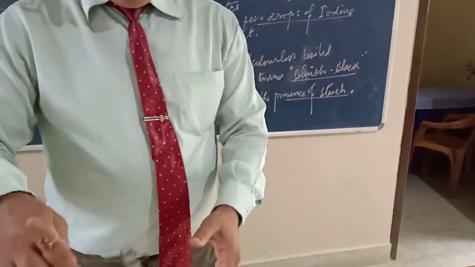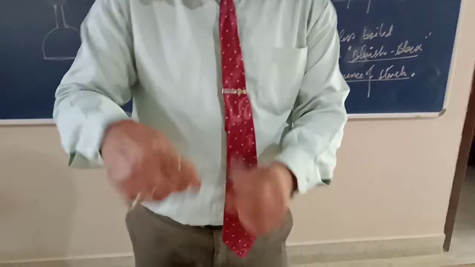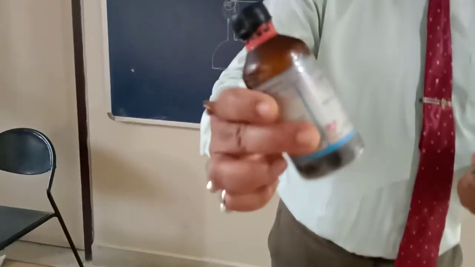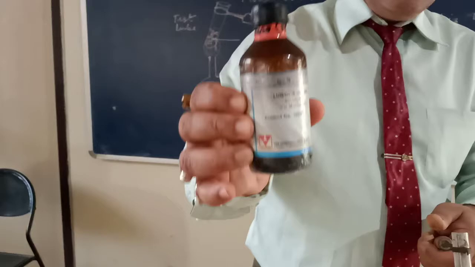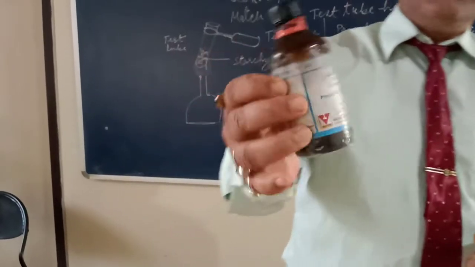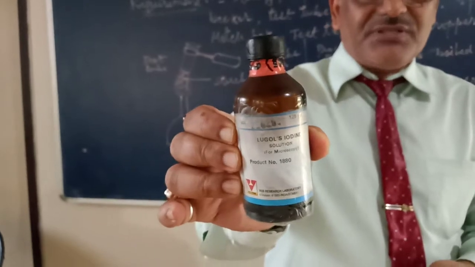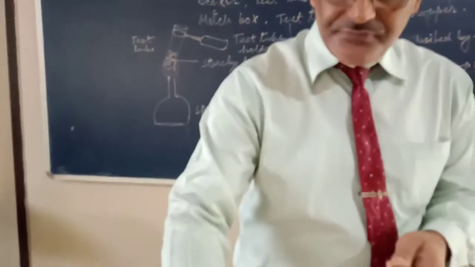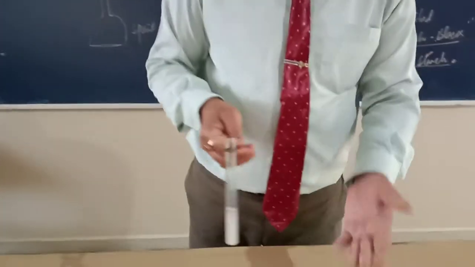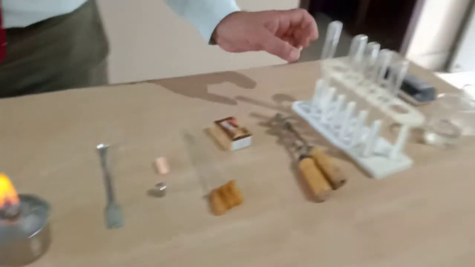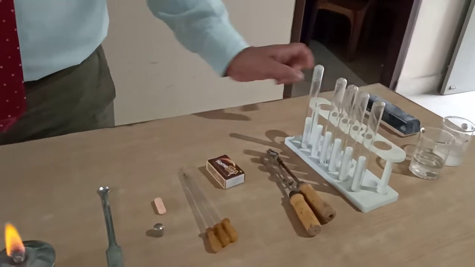Now, this is the requirement. You can see these things. This is the starch powder I have taken. This is the chemical which we need to test the presence of a starchy substance, Lugol's iodine. This is called Lugol's iodine. This is the chemical used to test the presence of starch in the given food sample. This is the spirit lamp, dropper, holder, test tube stand, beaker.